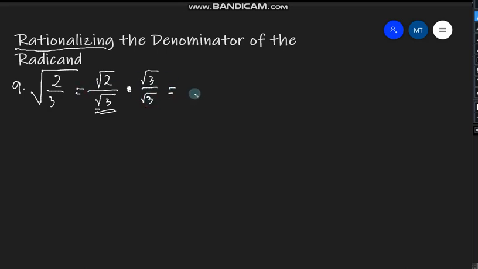Now, multiplying that, you will come up with square root of 6 all over square root of 9. That is equal to square root of 6 over square root of 9, which is 3. So, there you go. The radical sign in the bottom is gone. So, the answer there is square root of 6 over 3.